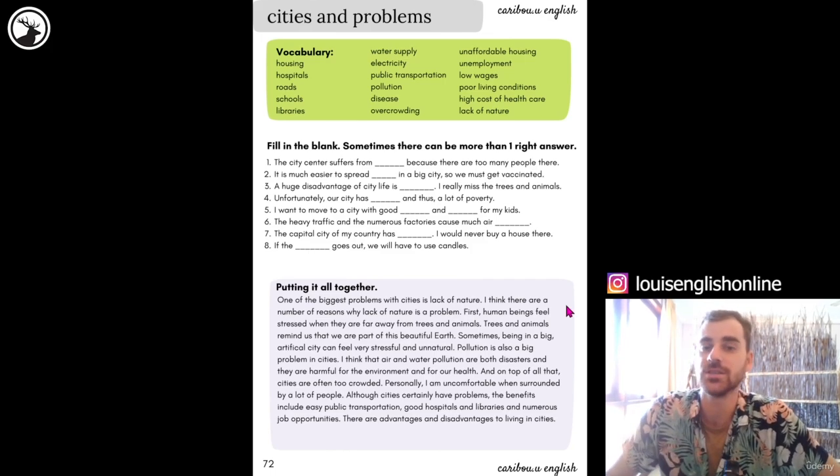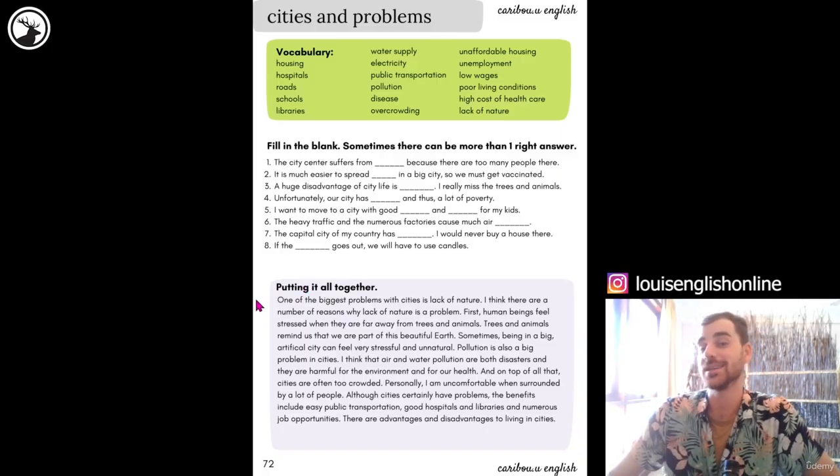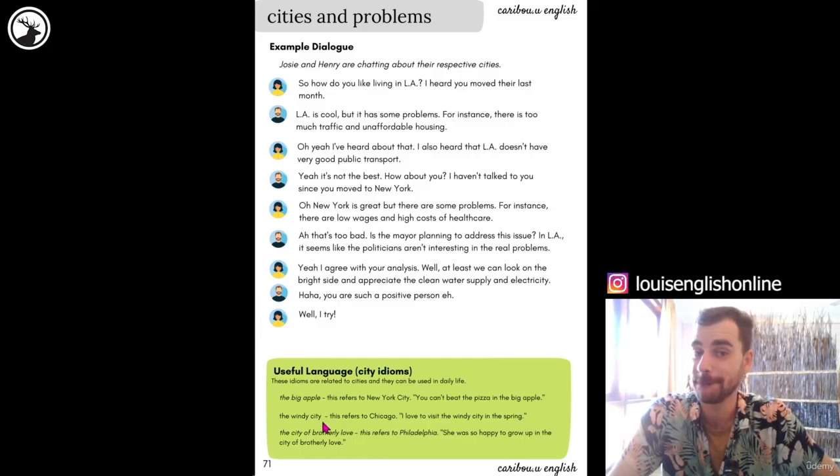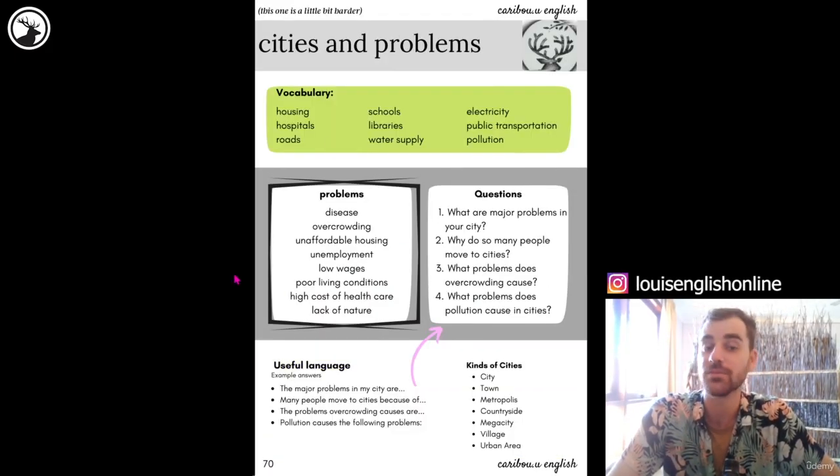Your challenge is to use this vocabulary and talk about your city, or if you don't live in a city, talk about your opinion on a big city. Okay? Remember, maybe your city has a nickname, and talk about the problems and use these phrases. Okay? I hope you learned something new today.